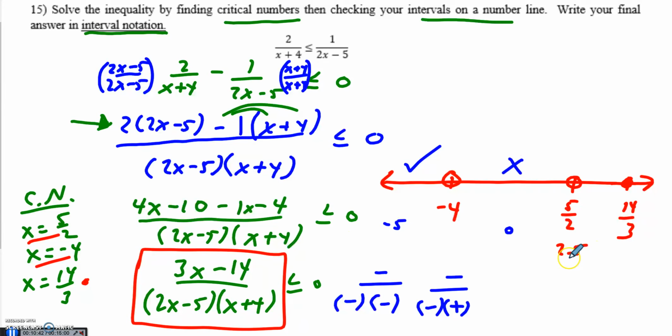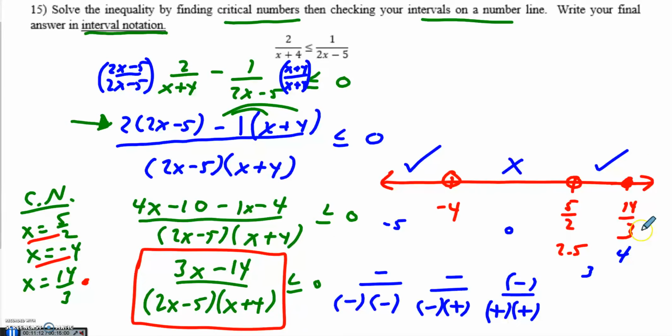If I pick a number between 2.5 and 14/3, this is probably around 4 point something. Let me pick the number 3 in between there. If I take 3 and plug it in the numerator, that would be 9 minus 14, which would give me a negative. Plug 3 here, that would be a positive number. 3 in here is also a positive number, so negative divided by two positives multiplied is still negative, which is less than or equal to 0, so that works.